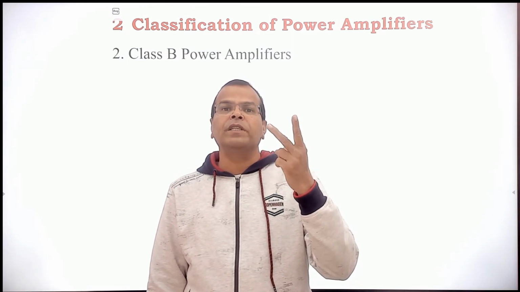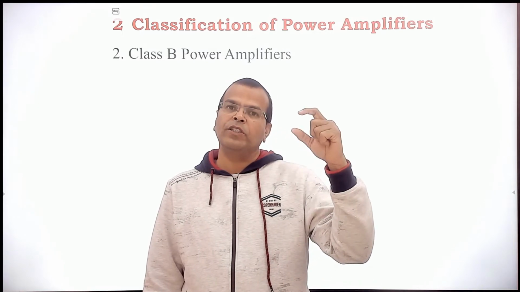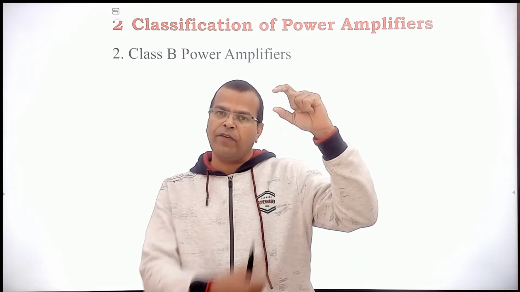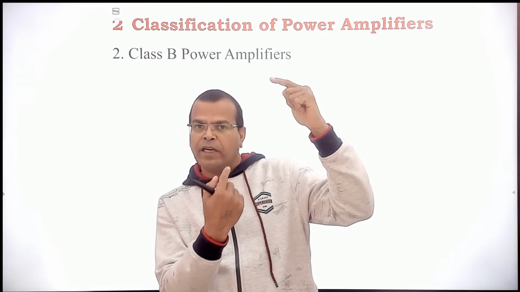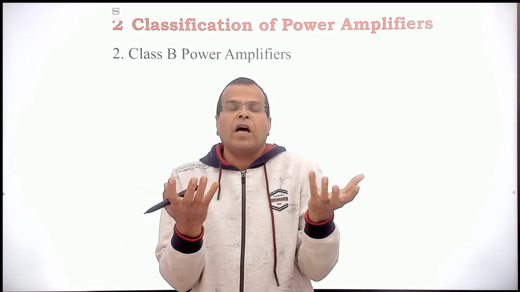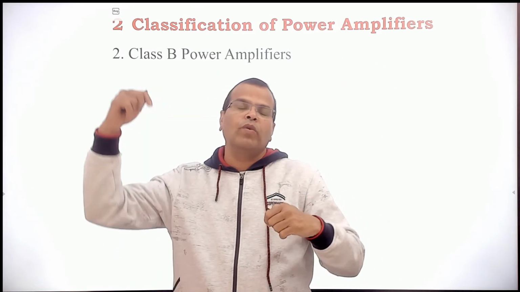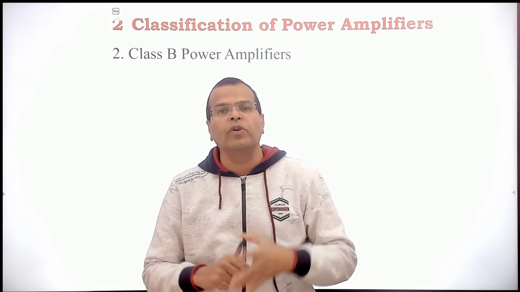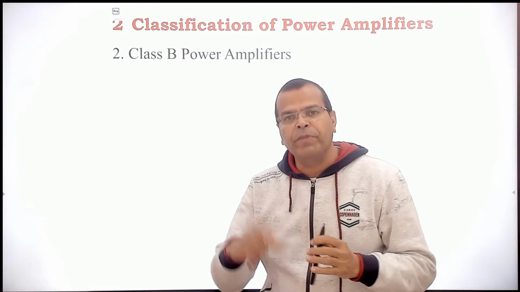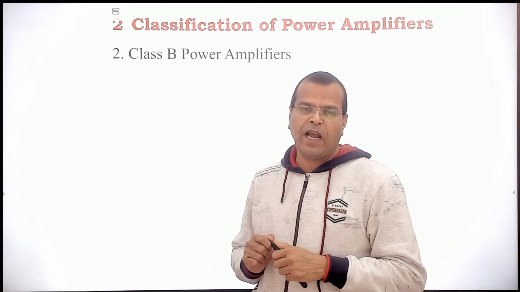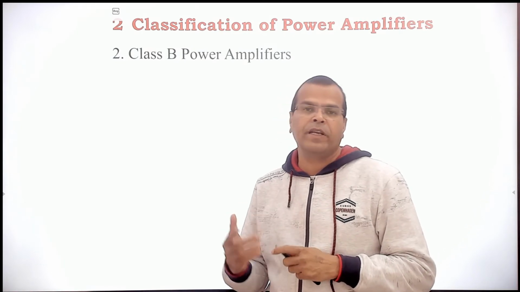We take two BJTs in complementary arrangement, so that for one half cycle, one BJT is on and amplifying, and for the negative half cycle another BJT is on and the previous one is off. The output coming from both BJTs will be added together to get the complete sinusoidal output. So remember, your class B amplifier will require two BJTs, and that arrangement where we have one NPN and another PNP is called complementary arrangement.